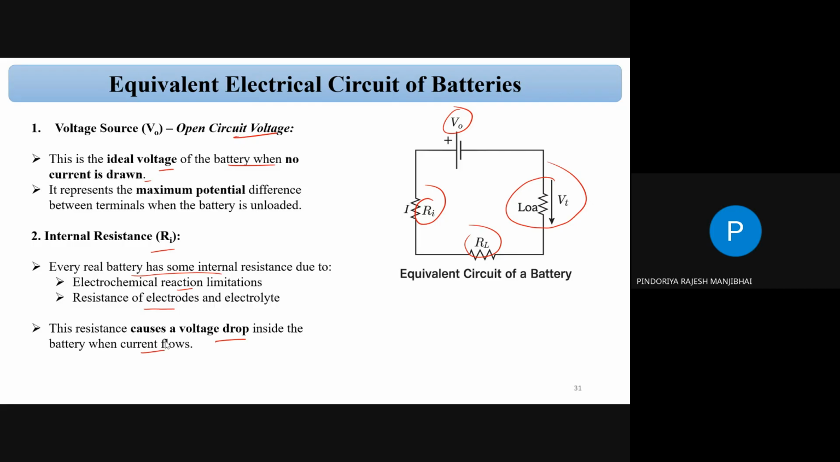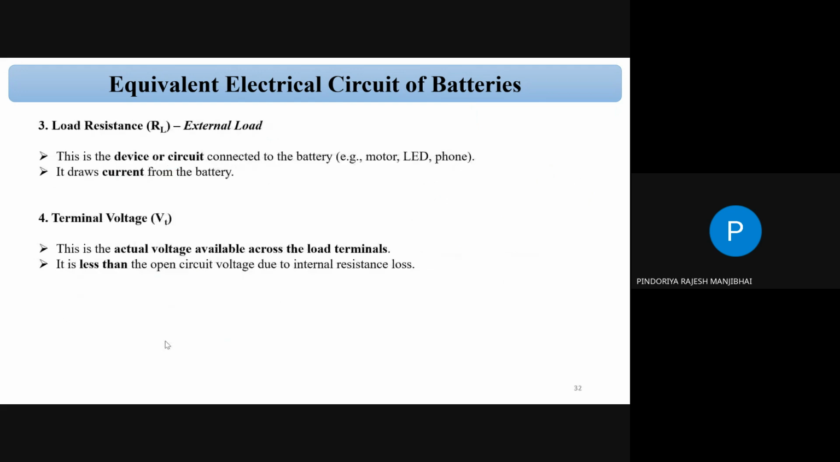So how much terminal voltage will we get? The external load is RL. This is the device or circuit connected to the battery, for example a motor, LED, or phone. So it is ultimately the load, and whichever type of load we connect draws current from the battery. Terminal voltage is the actual voltage available across the load. Suppose you connect a motor across the battery, then the voltage we get across the motor is your terminal voltage. It is less than the open circuit voltage due to the internal resistor losses. Obvious.